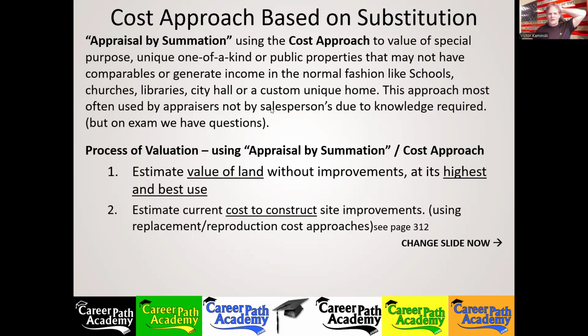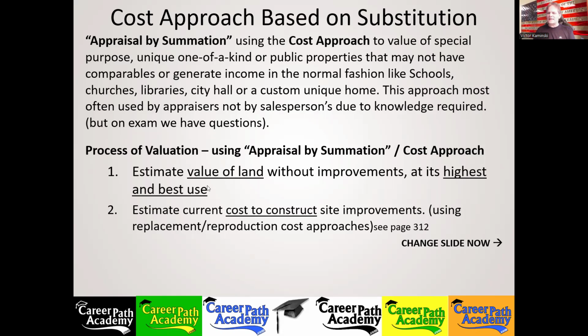Or it could be used for determining the value of a custom, unique home. This approach is most often used by appraisers, not by salespeople, due to the knowledge that's required. However, on exams, we still get questions about it, so pay attention. So what is the process of valuing a property using the appraisal by summation cost approach?